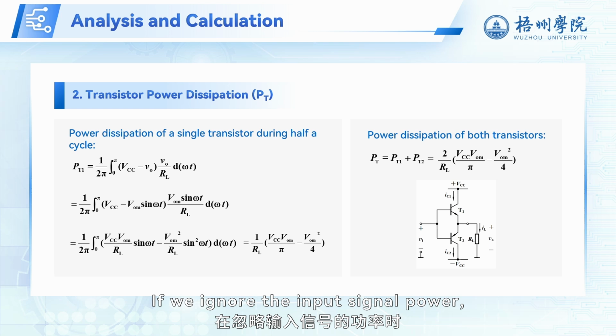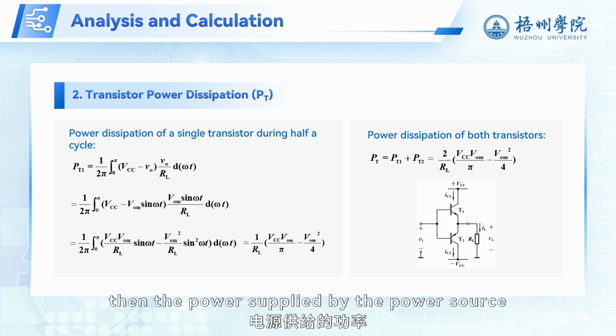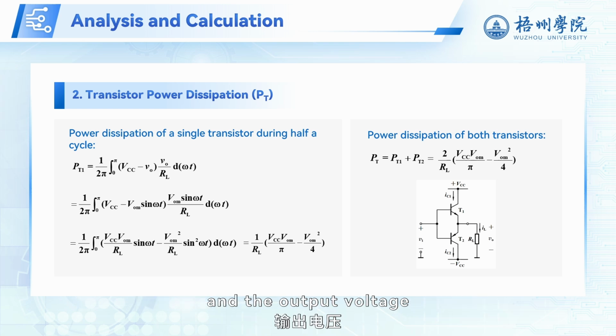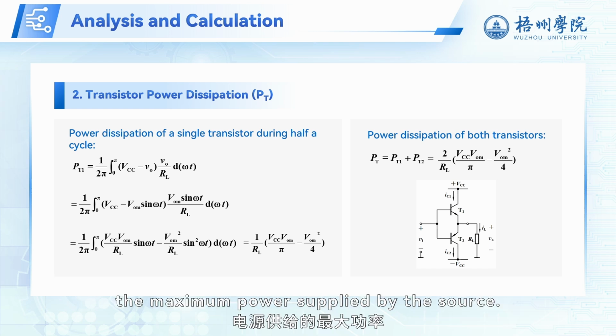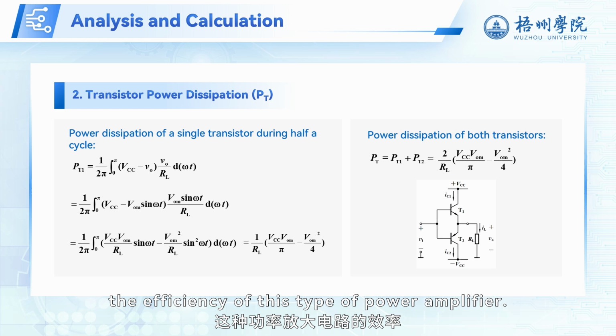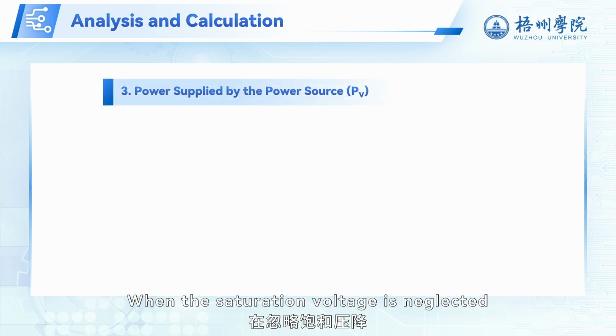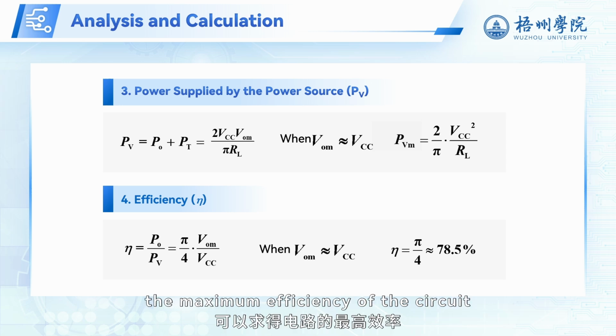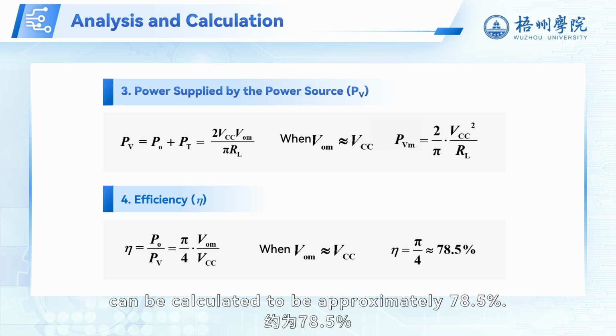If we ignore the input signal power, then the power supplied by the power source equals the sum of the output power and the power dissipated by the two transistors. When the saturation voltage is neglected and the output voltage reaches its maximum value, we can determine the maximum power supplied by the source. By comparing the output power to the power supplied by the source, we can determine the efficiency of this type of power amplifier. When the saturation voltage is neglected and the output voltage reaches its maximum value, the maximum efficiency of the circuit can be calculated to be approximately 78.5%.